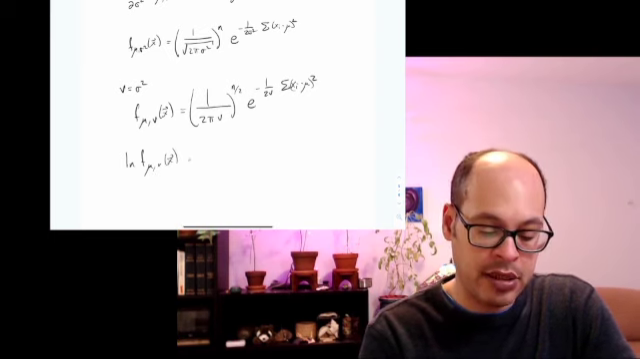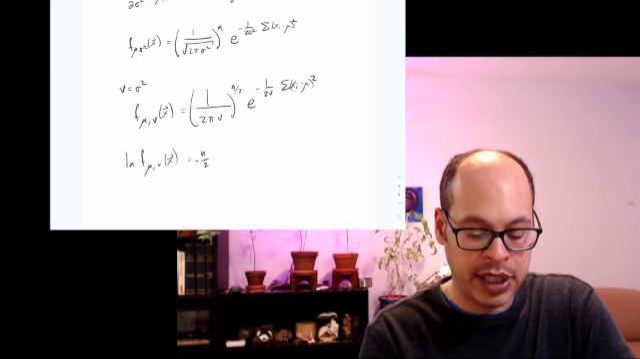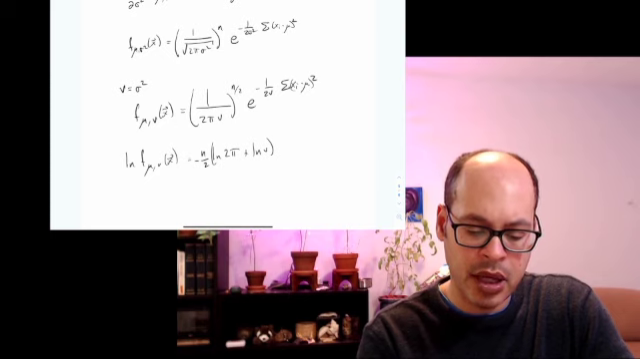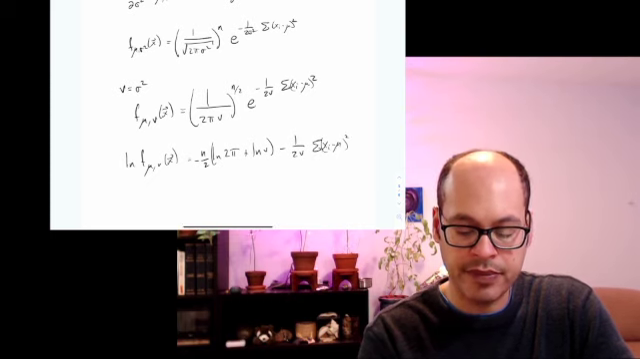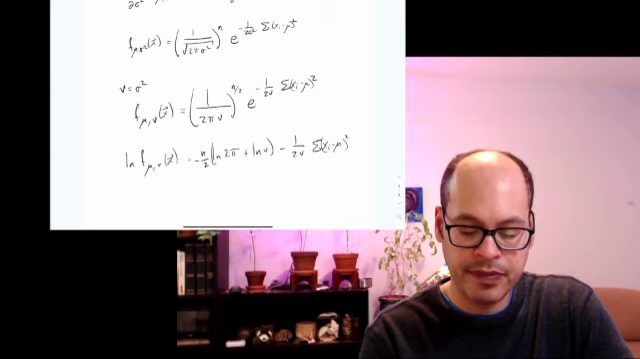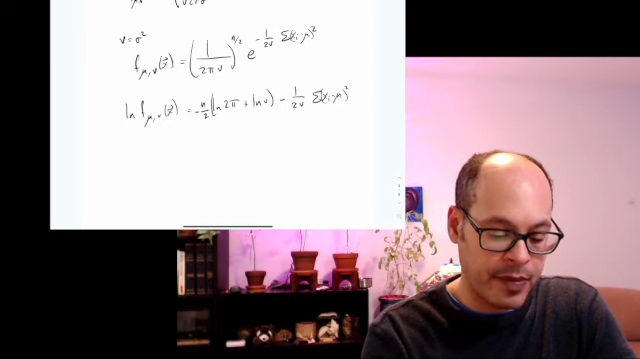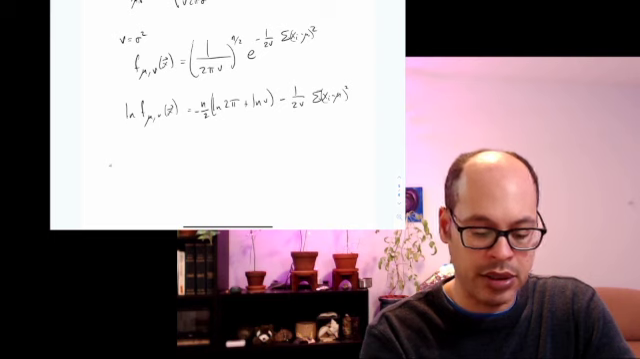then what is that? That's minus n over 2 times (ln of 2 pi plus ln of v), then minus 1 over 2v times the sum of (xi minus mu) squared. Okay, that's what it is.